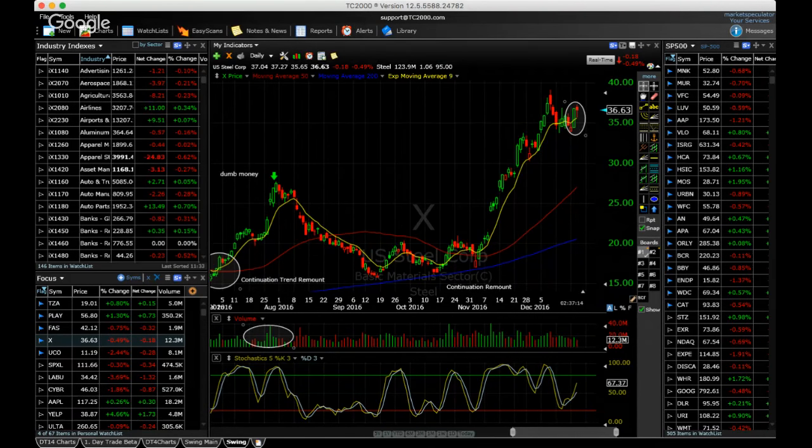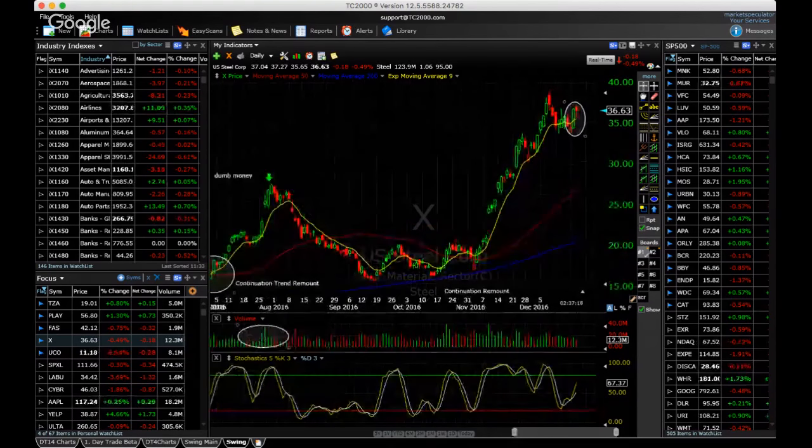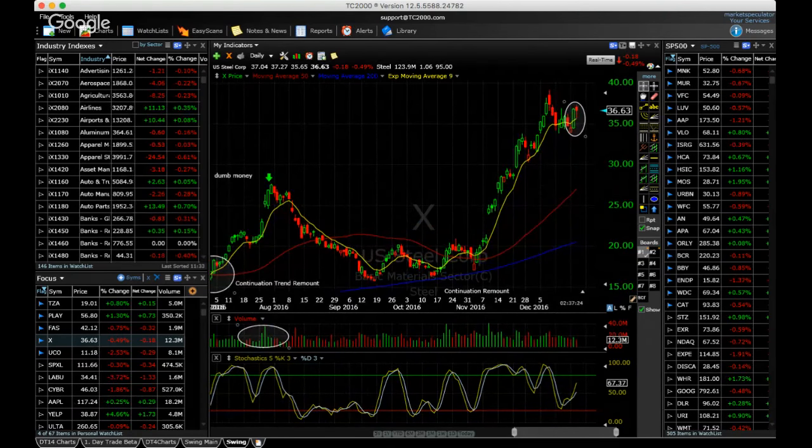Now, this continuation pattern comes into play after the initial big breakout. And you can see here with X, we've had this huge breakout, big momentum run, and these runs never go in a straight line, even though X felt like it was going to when it ran from below 20 all the way up to about 38. And then over the last couple of weeks, it started to consolidate here.